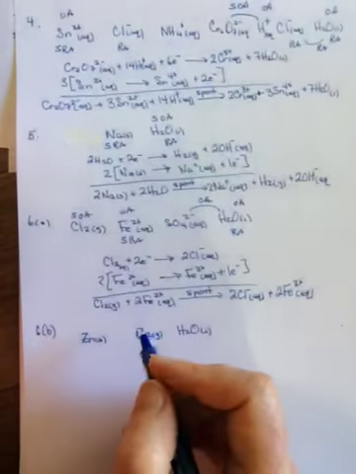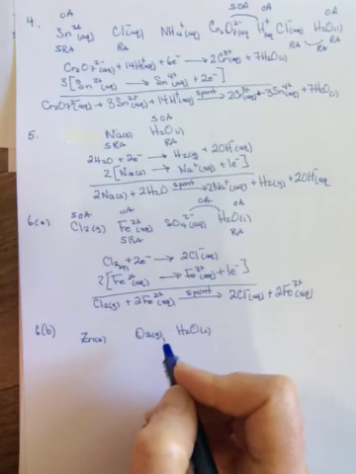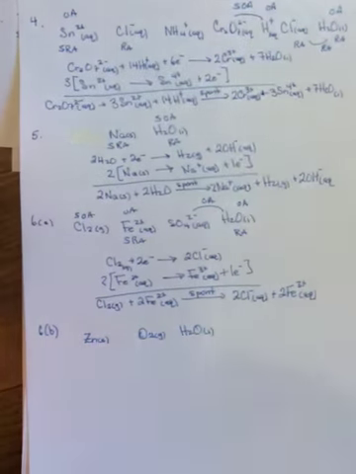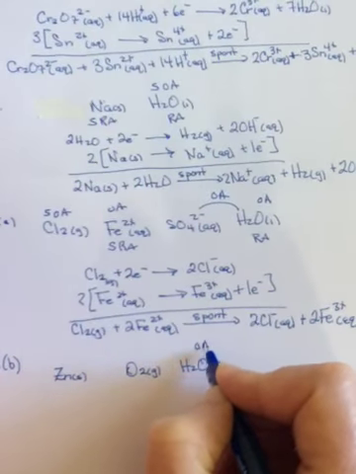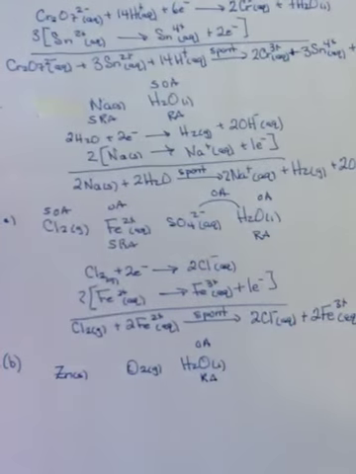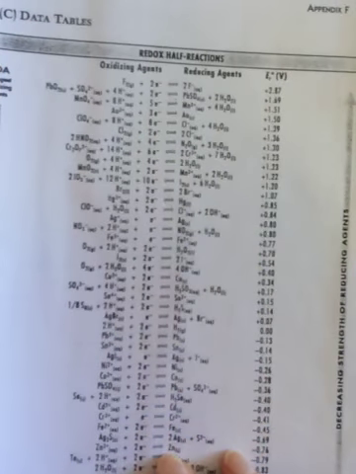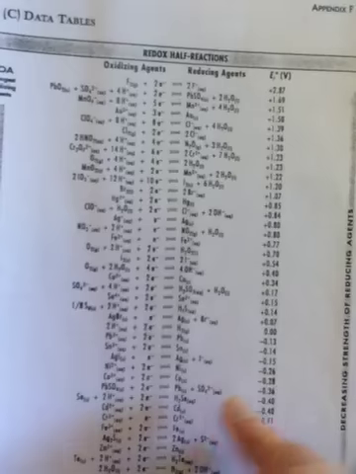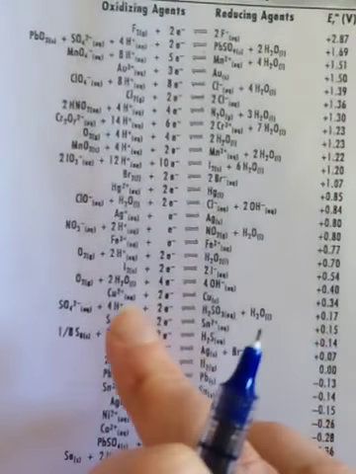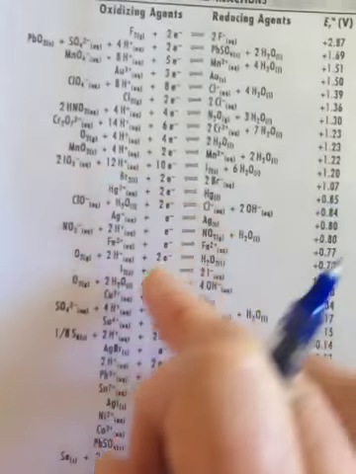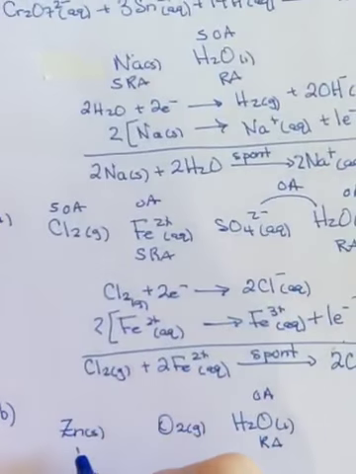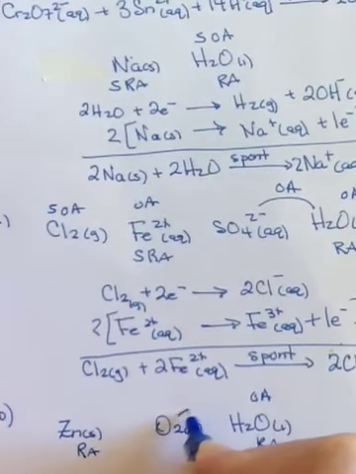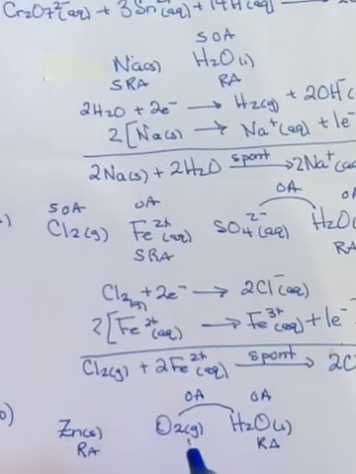Okay, so number 6b says the zinc coating on a drain pipe is exposed to air and water. So we know water is both an OA and an RA. So we have zinc, oxygen, and water. Zinc solid is down here as an RA. And remember that we found oxygen earlier, linked with water as an OA.